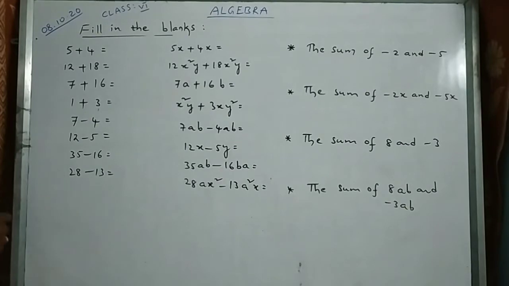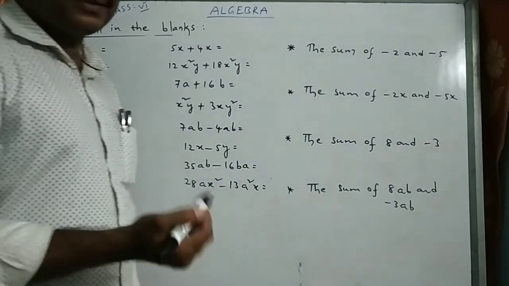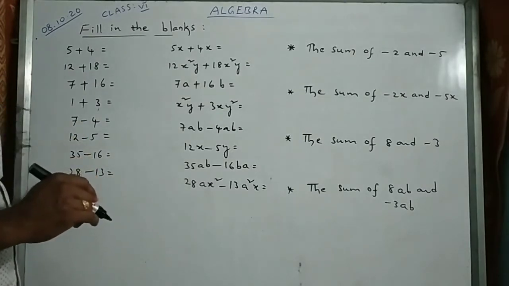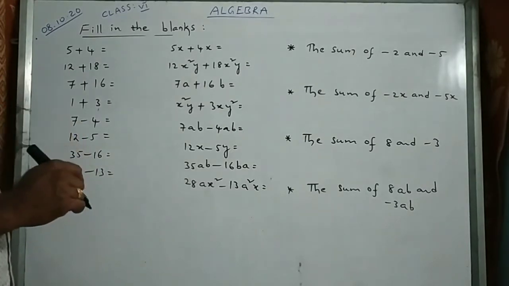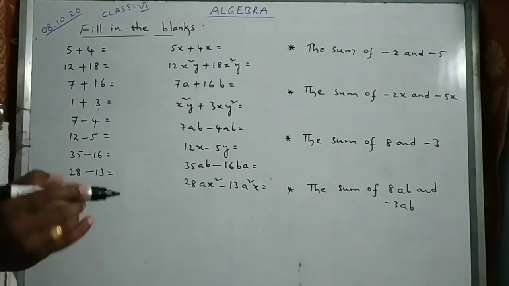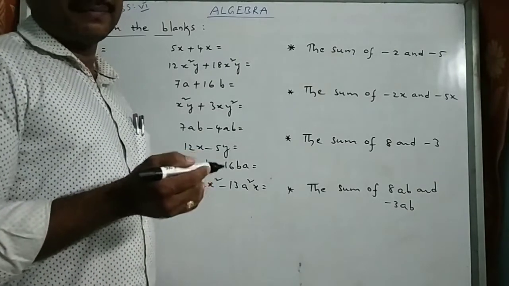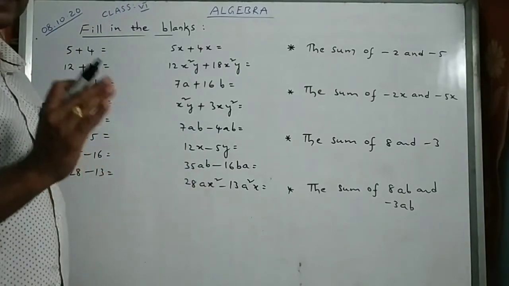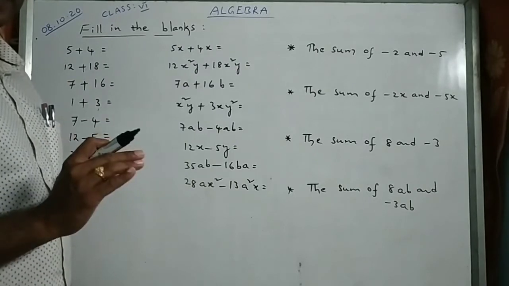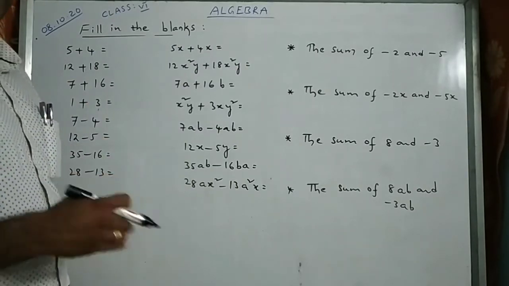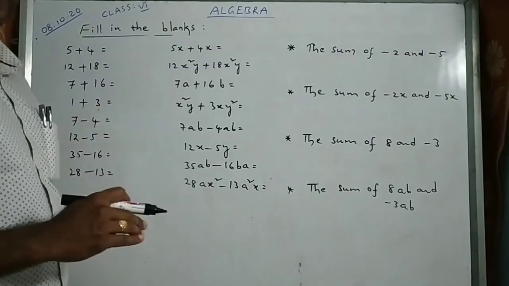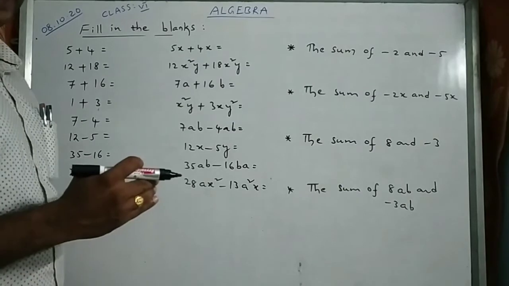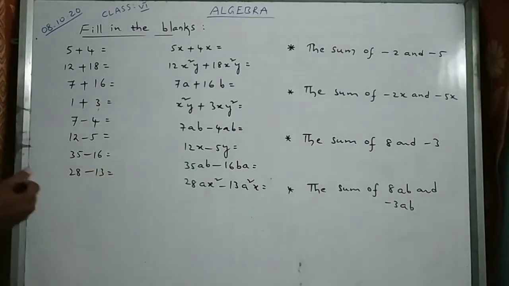So when do we add integers? I told you if there are same symbols, we will add and write the same symbol. If there are two different symbols, we will subtract and write the big value symbol. Do you remember? If there is the same symbol, either plus plus or minus minus, we have to add and write the same symbol. If there are two different symbols, subtract and write the big value symbol.